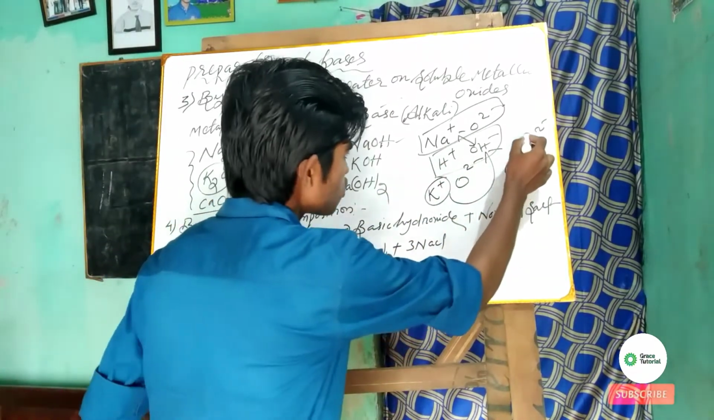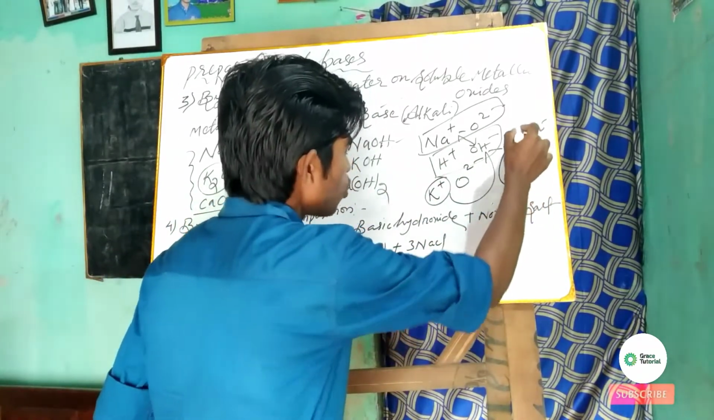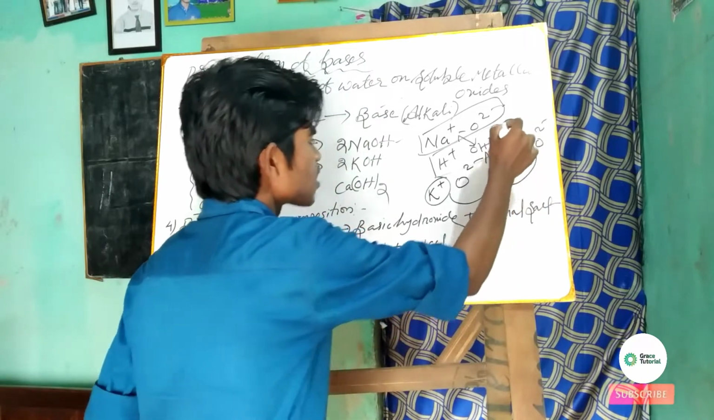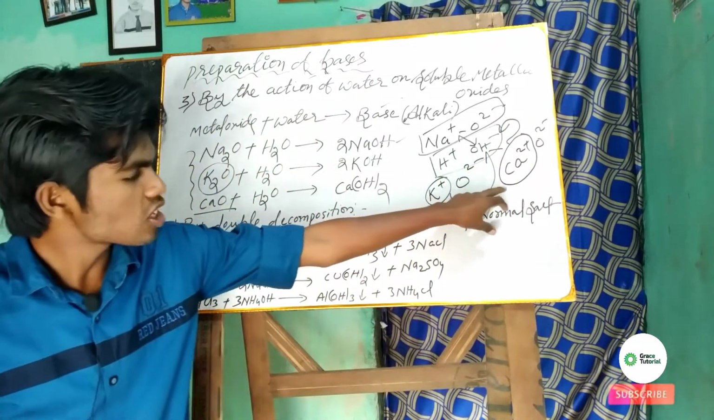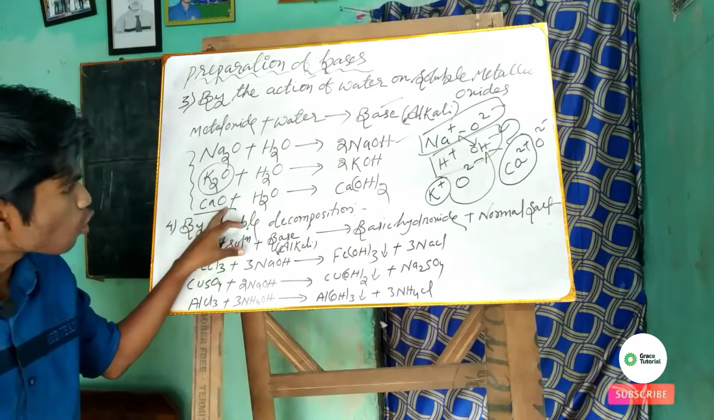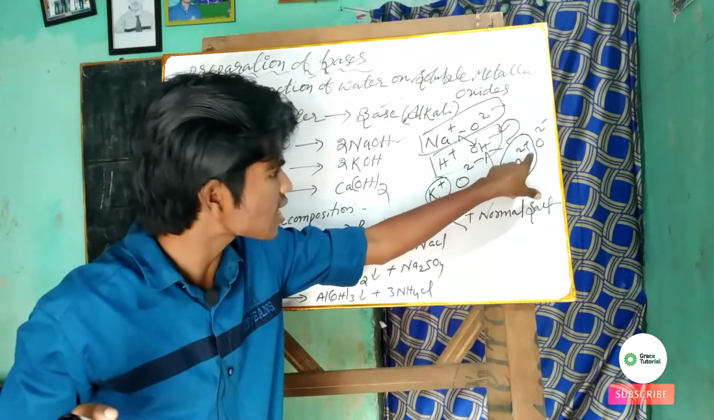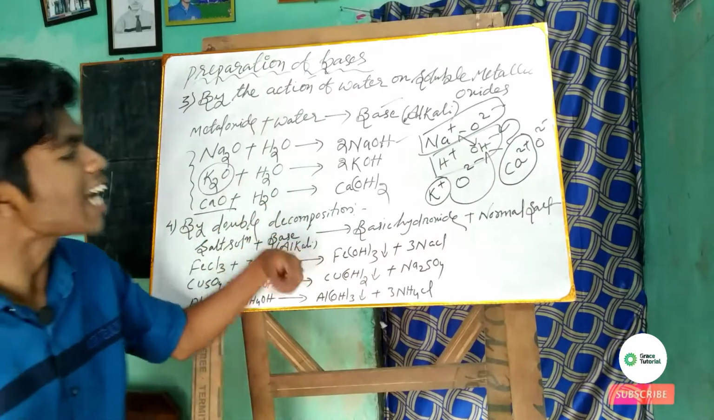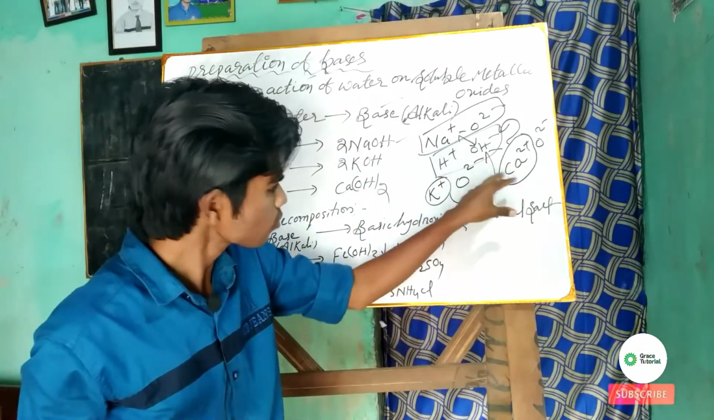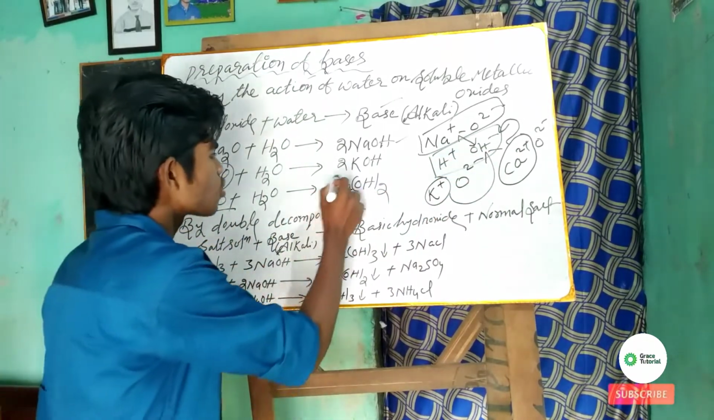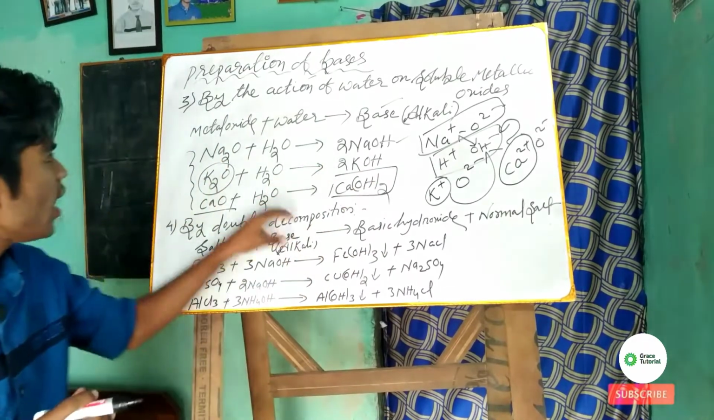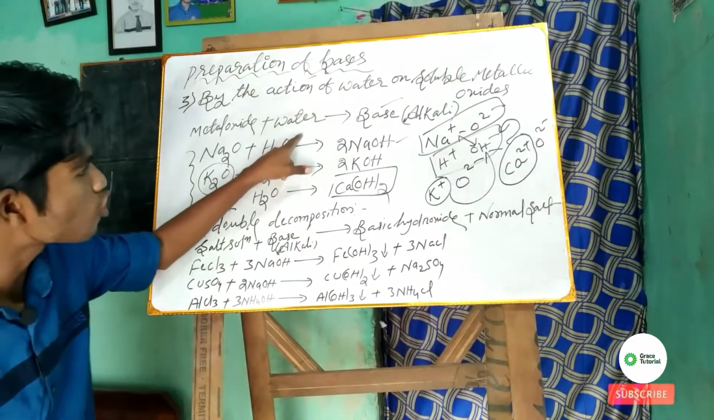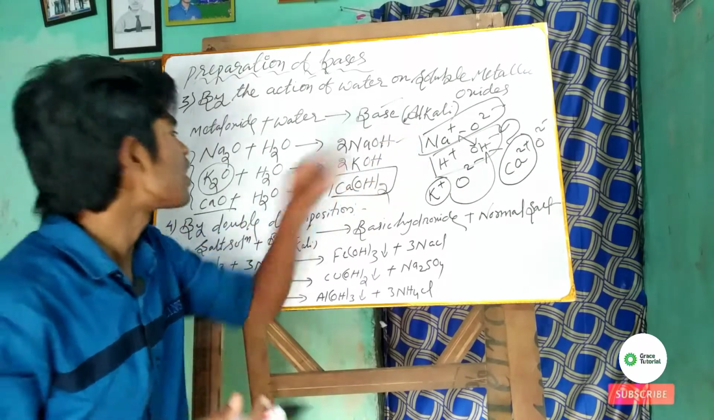So the positively charged part of this compound will react with the negatively charged part of this compound. That means the positively charged part of calcium oxide, that is the Ca2+ calcium ion, will react with the negatively charged part of the water molecule, that means the OH− ion, to form calcium hydroxide, which is a base. In this way, the metallic oxide reacts with the water molecule to form the base or alkali.